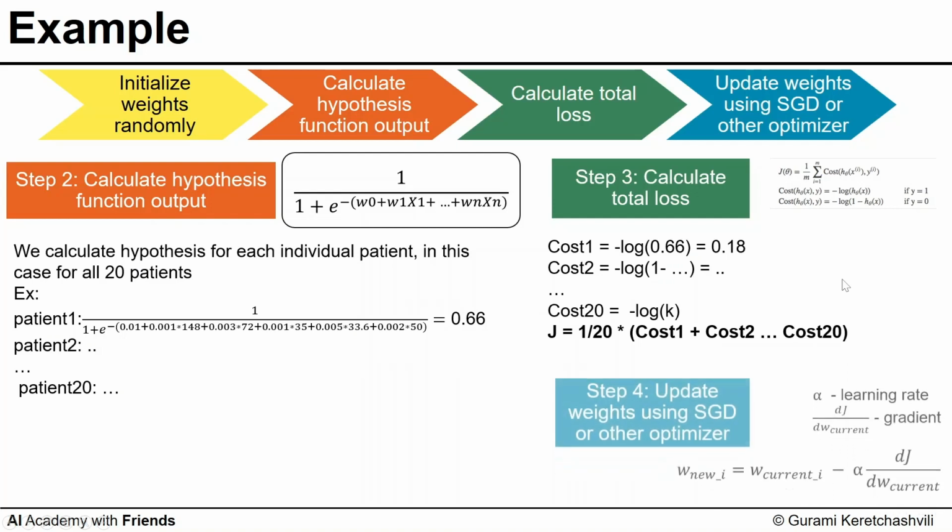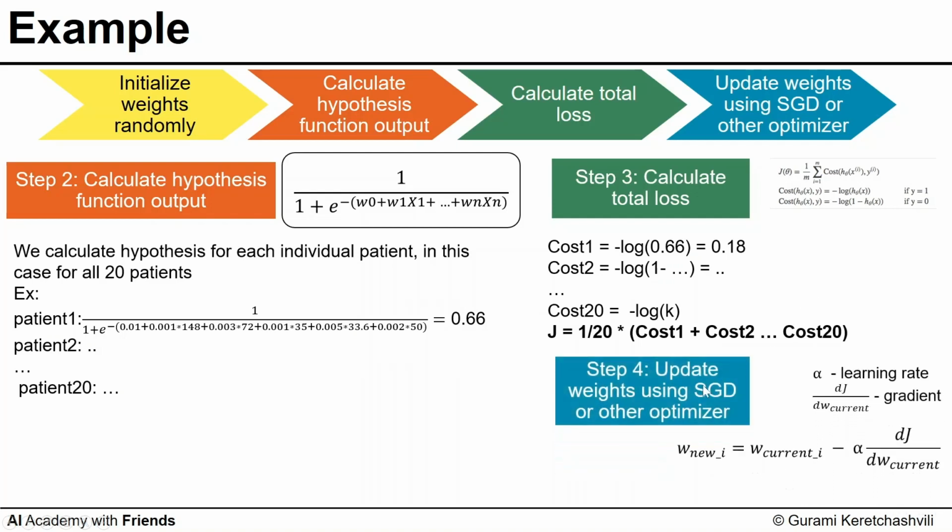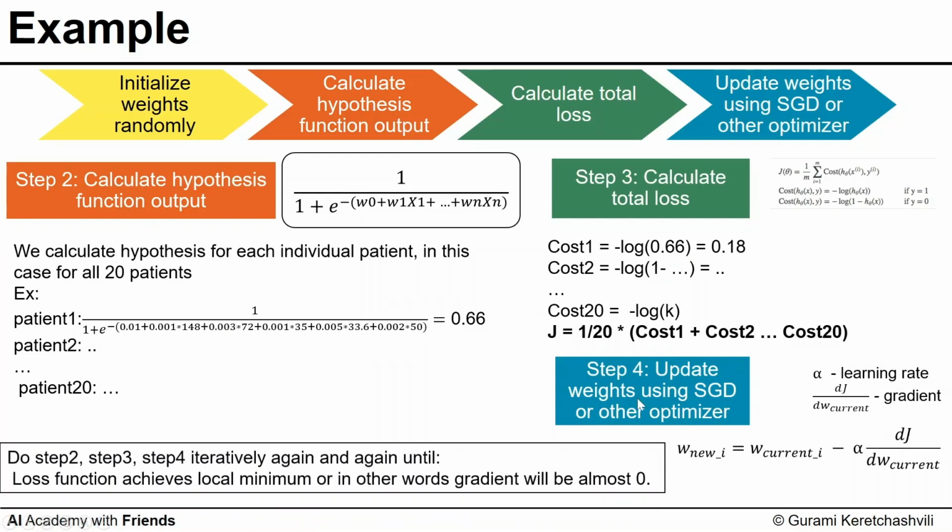The last step is to update weights using SGD or other optimizer. In this case, new weights equal the current weight minus alpha multiplied by the gradient. And I will discuss SGD in more detail in the following videos. We will do step 2, step 3, step 4 iteratively again and again until the loss function achieves a local minimum, or in other words, the gradient will be almost 0.